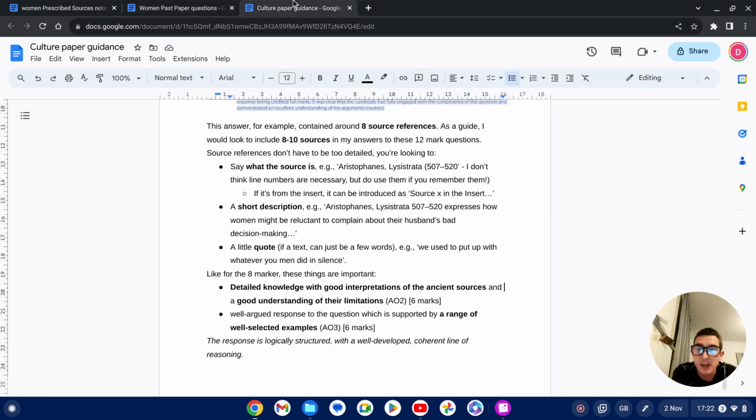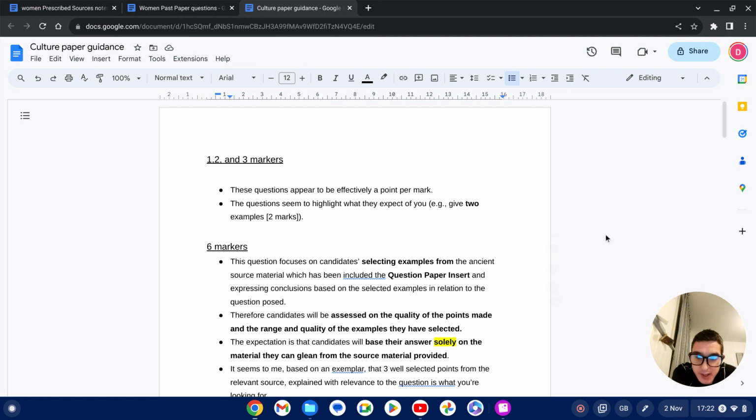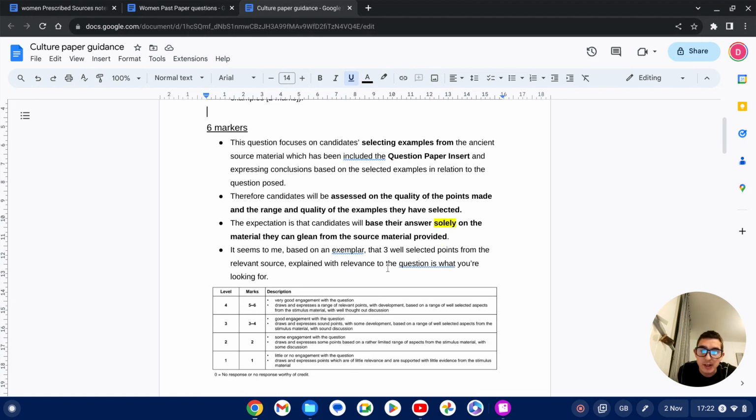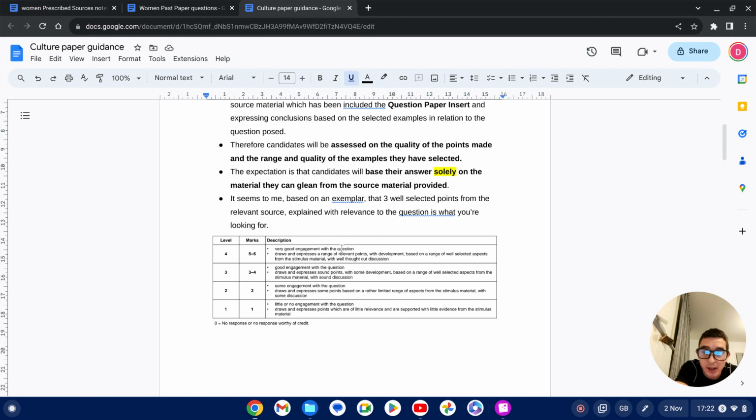If we go back to the guidance, 6 markers. This question focuses on candidates selecting examples from the ancient source material included in the question paper insert, expressing conclusions based on the selected examples in relation to the question posed. Therefore, candidates will be assessed on the quality of the points they have made and the range and quality of examples they've selected. The expectation is that candidates will base their answers solely on the material they can glean from the source material provided. Okay?